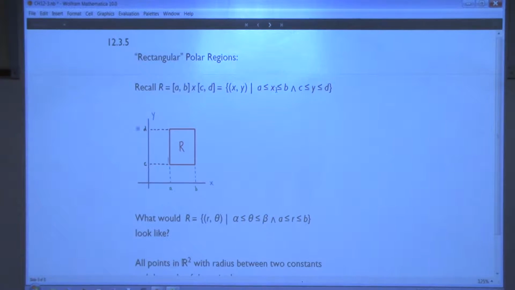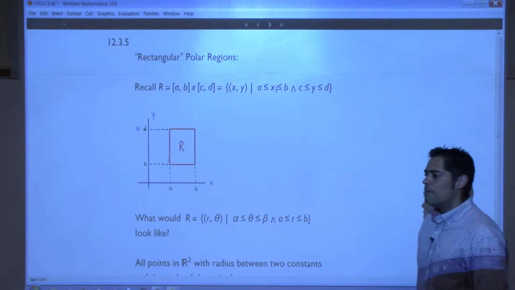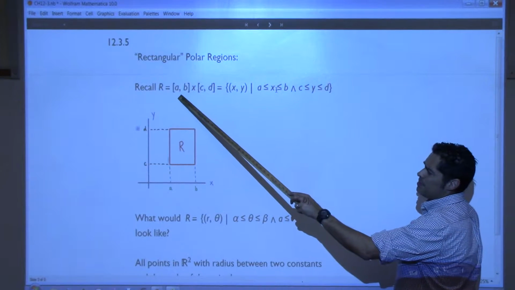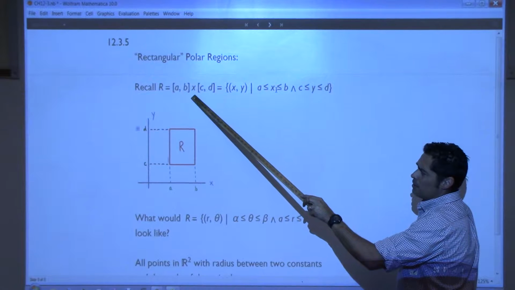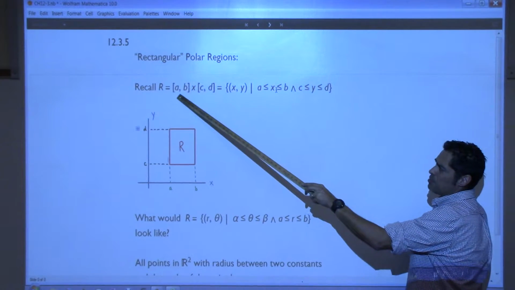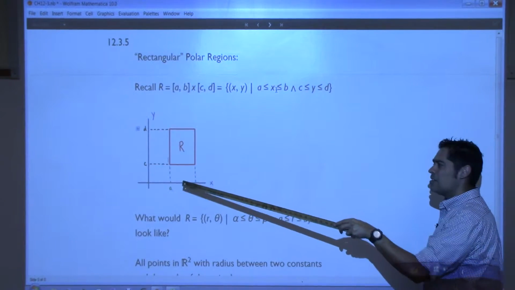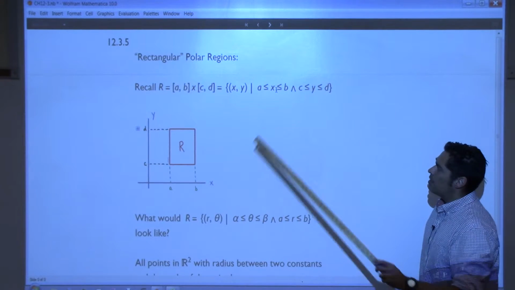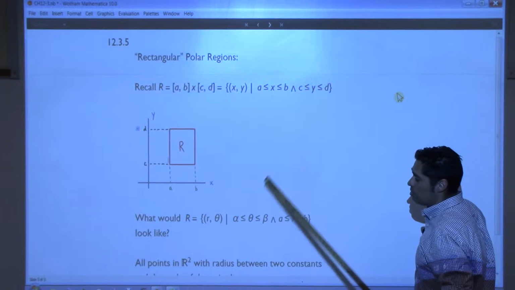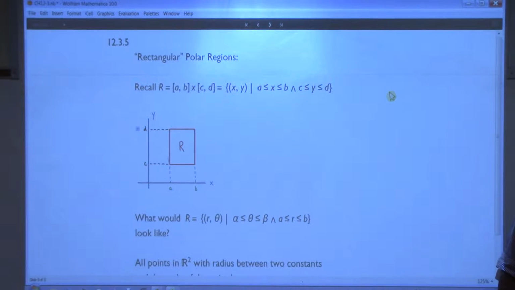So remember that when we were talking about a rectangle in Cartesian coordinates, what we were saying was that we had this interval AB crossed, even though we said it wasn't cross product, crossed with the interval CD, that this was the restriction on x's, this was the restriction on y's, and we drew this rectangle, right? That's a rectangle in Cartesian coordinates because our x is bounded between two constants, our y is bounded between two constants. But what would a rectangular polar region look like?